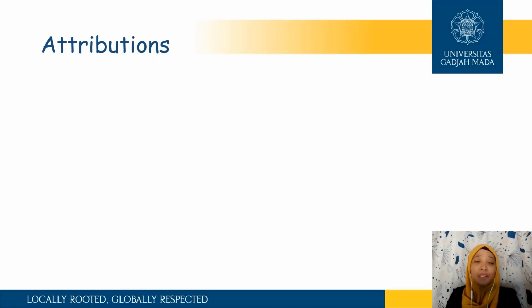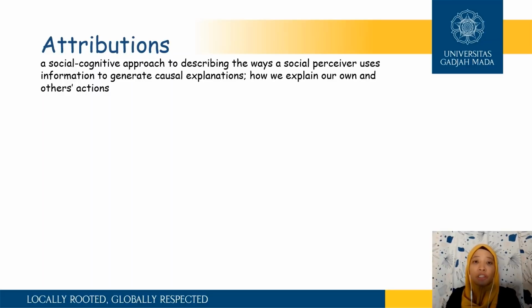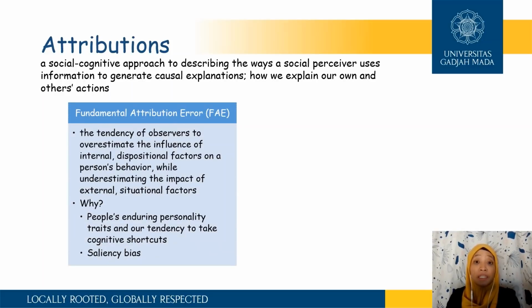One of the most important theories in social cognition is attributions. Attribution is a social cognitive approach to describing the ways a social perceiver uses information to generate causal explanations, basically how we explain our own and others' actions. There are at least two most important biases in attributions that we tend to fall into. The first one is the fundamental attribution error, or FAE.